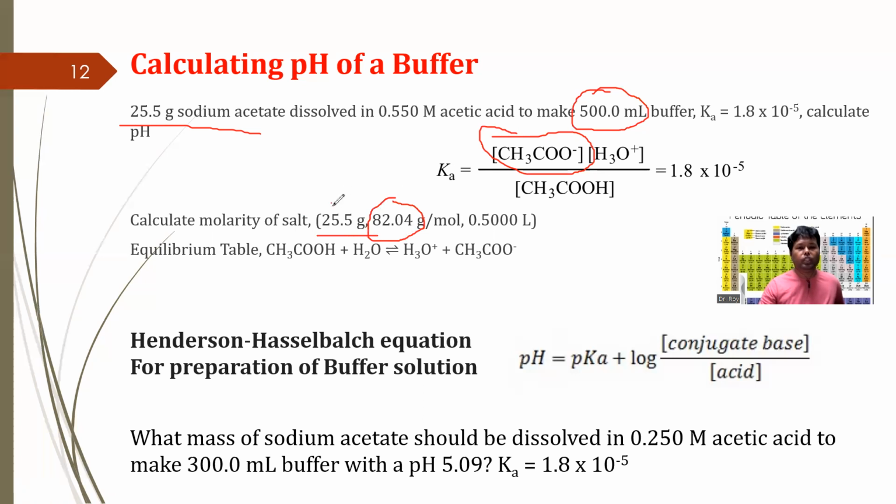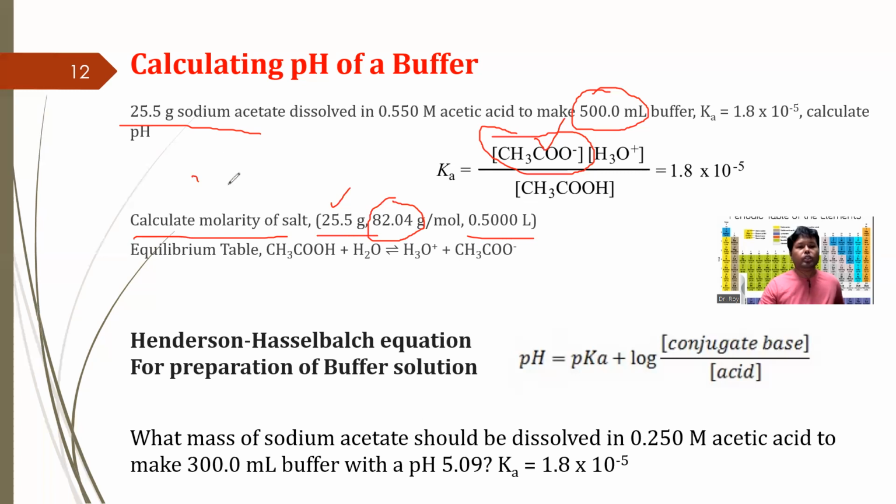82.04. So this is 25 grams. The number of moles equals 25.5 divided by 82.04. Then the volume, here we have mentioned 500 milliliter, so in liters it should be 0.5 liter. So the concentration, that means the molarity of the sodium acetate, should be 25.5 divided by 82.04 divided by the volume.